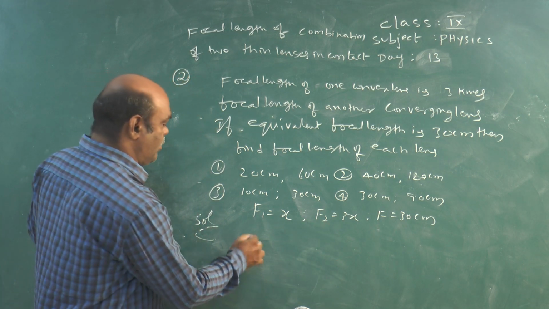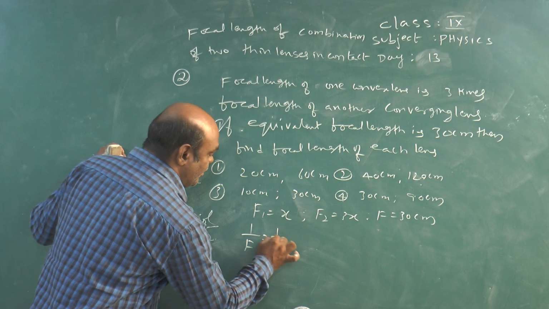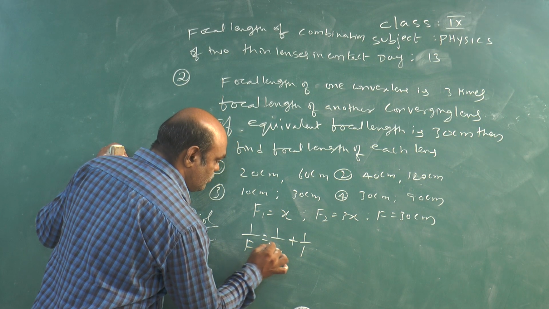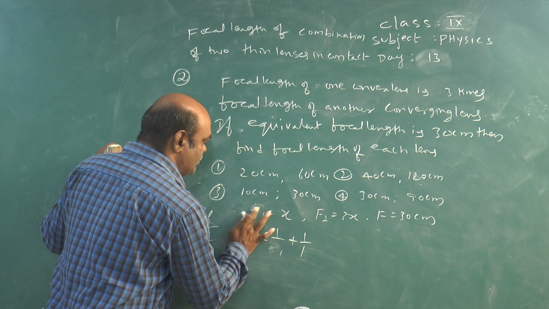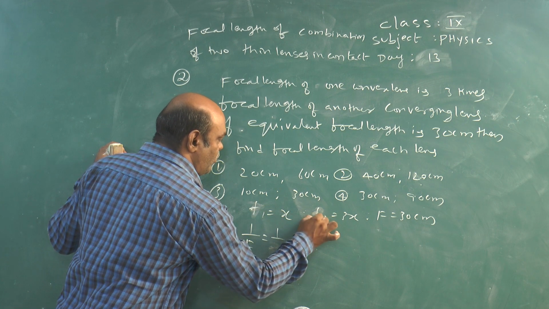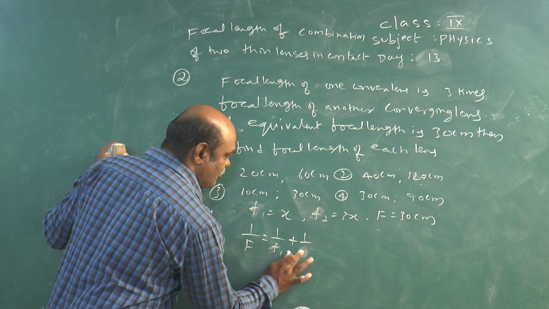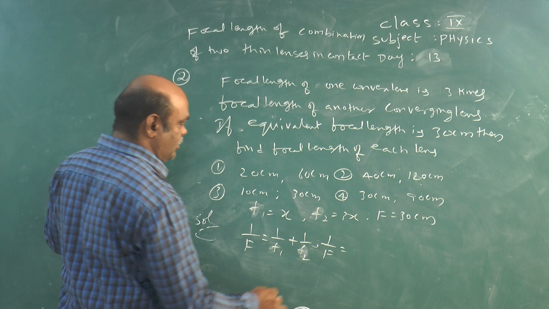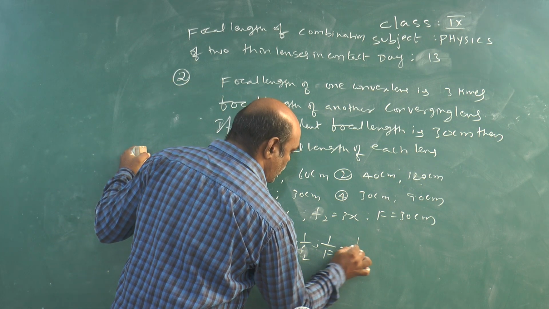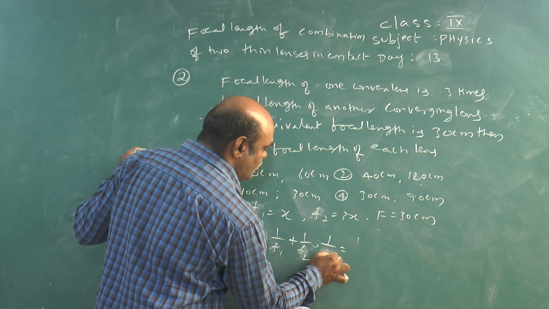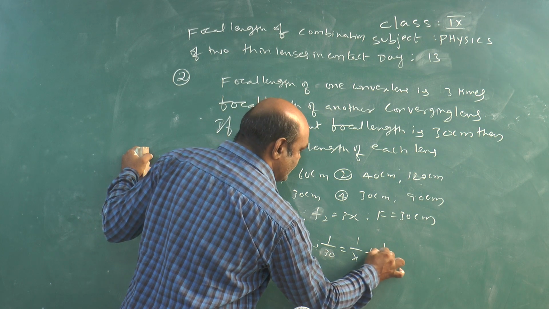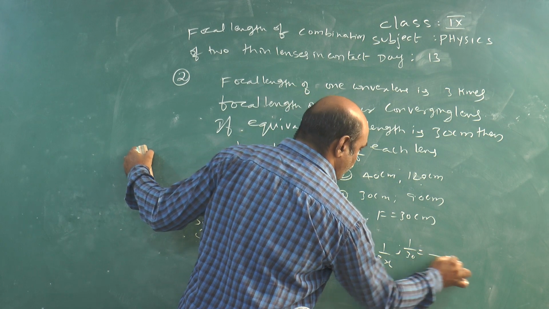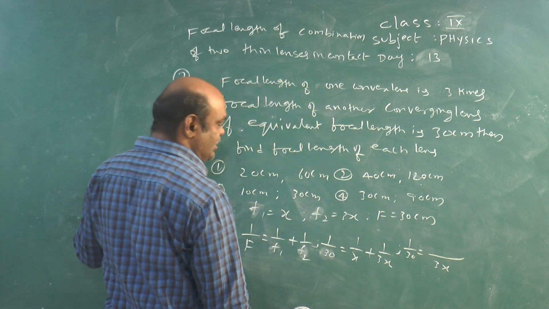individually. So our basic formula, 1 by F equal to 1 by f1 plus 1 by f2. So 1 by capital F equal to 1 by x plus 1 by 3x. So 1 by 30 is equal to, 3x is the LCM.